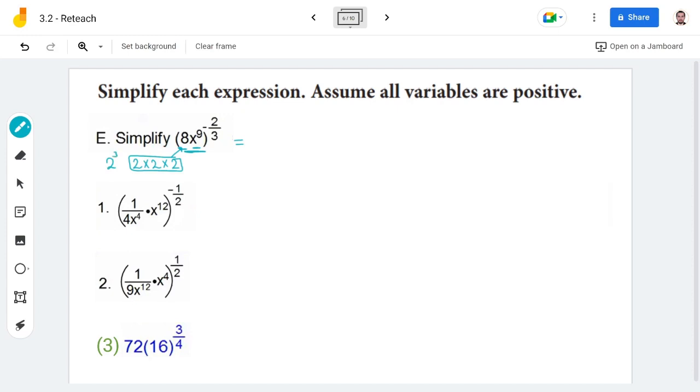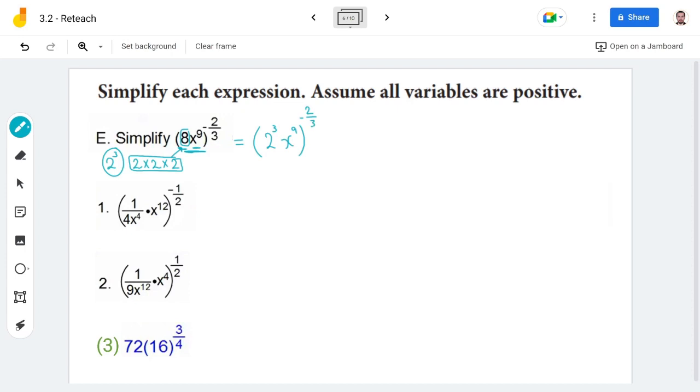Why did I do this step? I told you I will solve it in a way that makes it easy. You will understand why I made this step when I finish the question. Now just focus here. I will convert the number 8 and rewrite it as 2 to the power of 3. Now let me rewrite this: 2 to the power of 3, x to the power of 9, all of that to the power of negative 2 over 3.